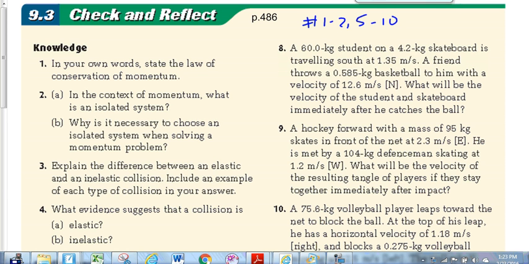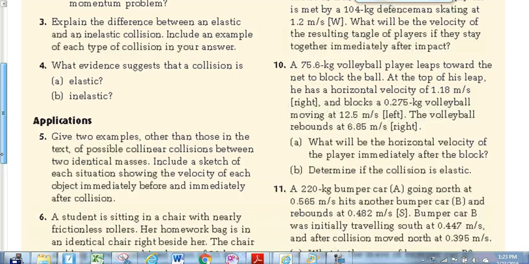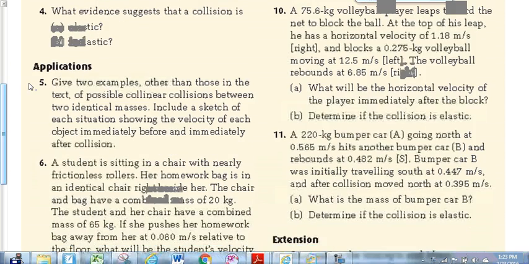Our homework questions for last night were page 486, 1 to 2, and 5 to 10. We got a request to go over number 5, number 7, and number 10. So we'll take a look at number 5 first.